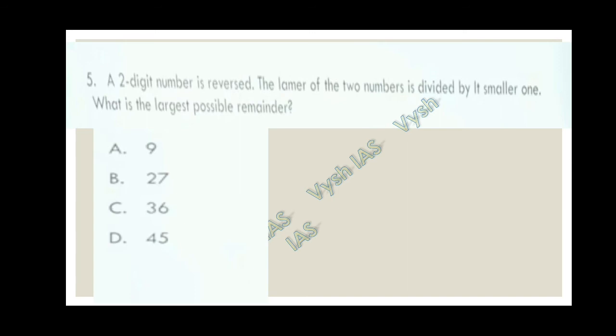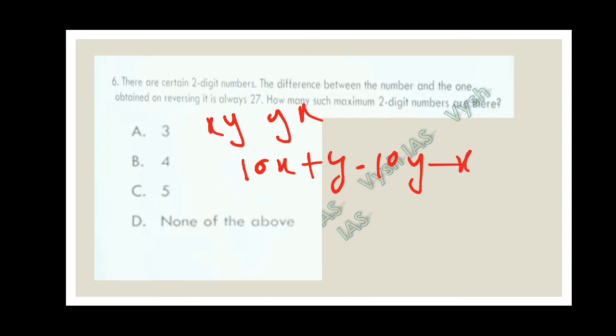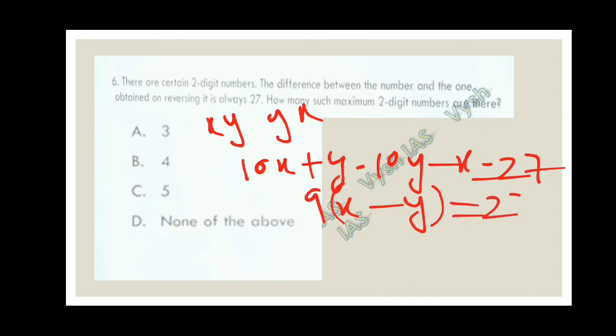Let's come to question number 6. There are certain 2-digit numbers. The difference between the number and the one obtained by reversing it is always 27. Let's take the numbers as xy and yx. It becomes 10x plus y minus 10y minus x, and the difference is 27. So x minus y into 9 is equal to 27, so x minus y should be 3.